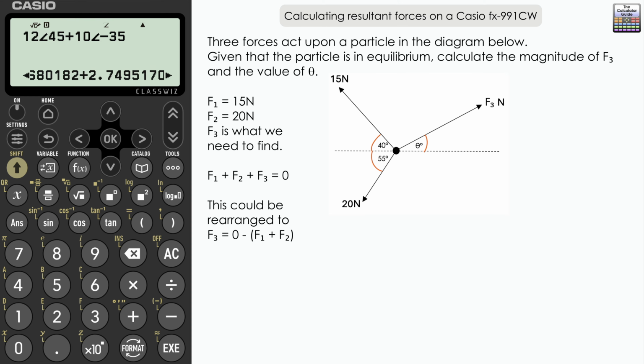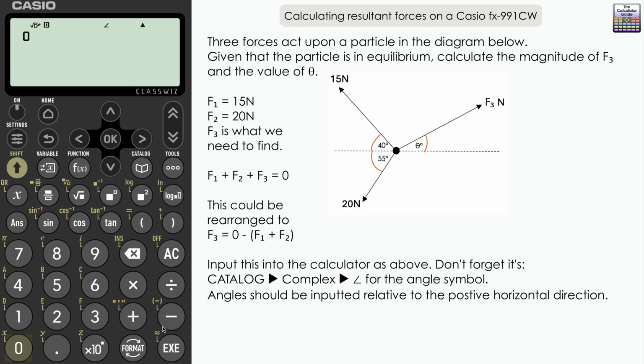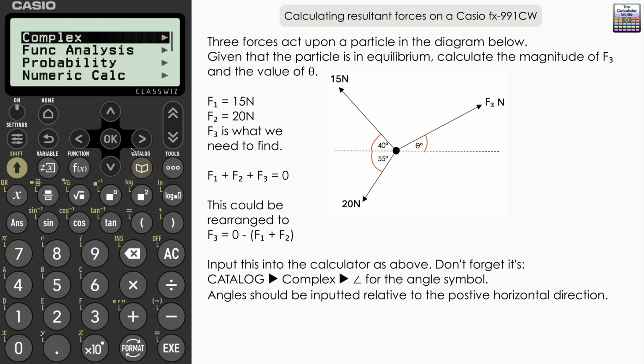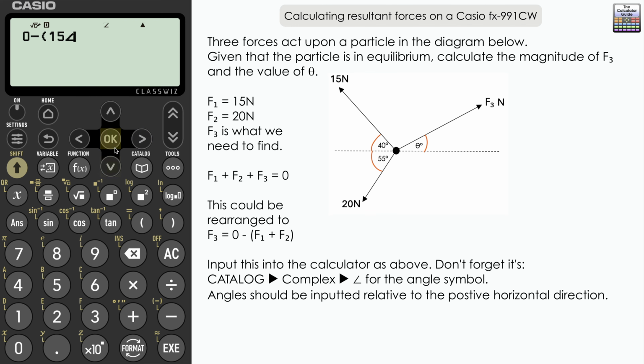And so we're going to input it into the calculator as such so that we can find our missing force and angle of direction. So it's 0 minus, open a set of brackets or parentheses, and then the first force, let's say F1 is 15 newtons. Catalog, complex, and then the angle symbol, we want to input theta. Now, once again, we want to do this relative to the positive horizontal direction. So I'm not going to input 40, I'm going to input 180 minus 40 degrees, which is 140 degrees.